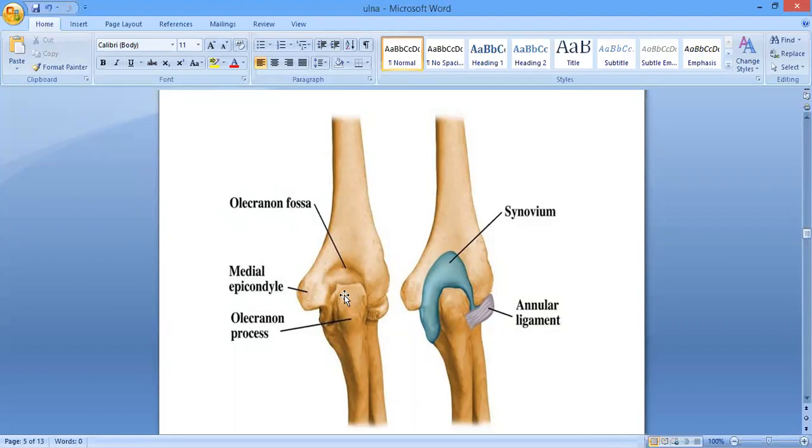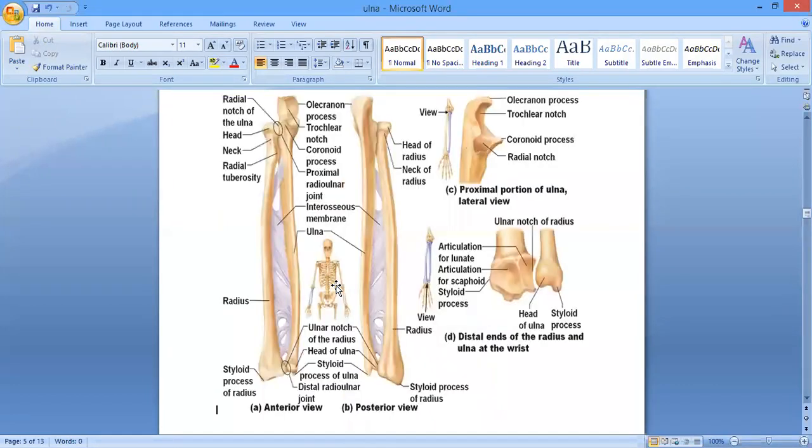And when will this go into the olecranon fossa? During extension, when the elbow is extended. When the elbow is extended, in the extended position, it is just going to enter into the olecranon fossa. Well done. Okay, now this olecranon process has got 5 surfaces.